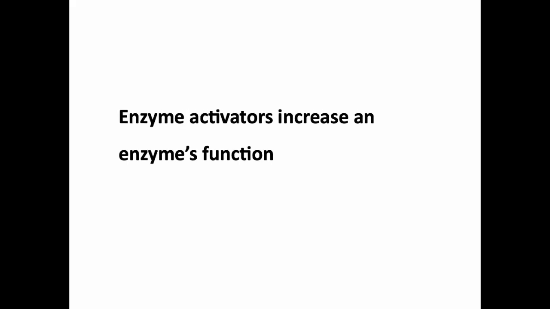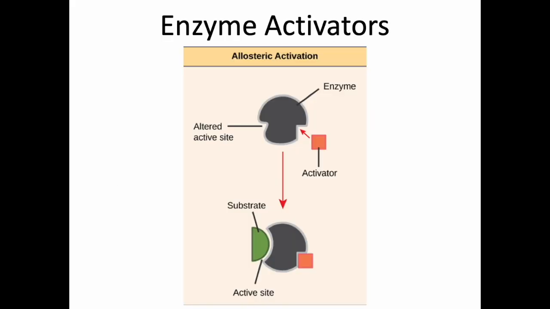Chemical compounds called enzyme activators increase an enzyme's function. So enzyme activators bind to an enzyme, change its shape a little bit, and give it a better active site, an active site that is more effective at binding substrate. This is going to make these more effective enzymes. I don't know if there are any toxins or poisons that act as activators. I'm sure there are some out there.